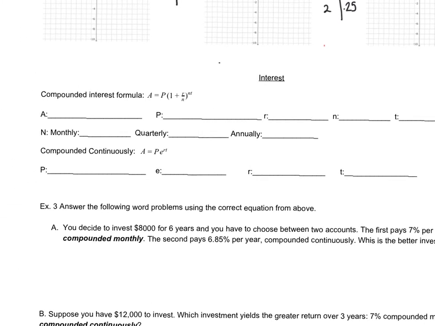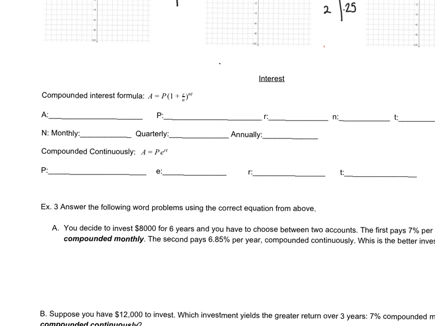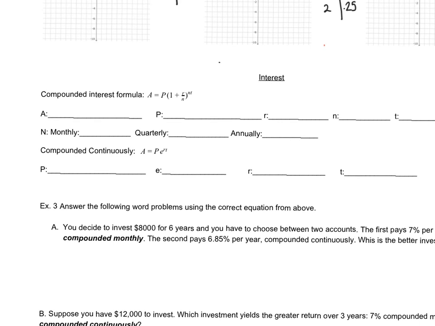All right, so we have two interest formulas. One is for when it's compounded interest. The other one is compounded continuously. So when you see compounded continuously, that's when you know to use A equals P e to the r t.